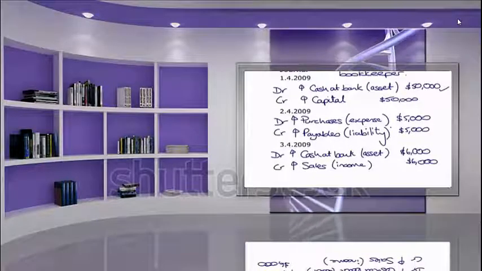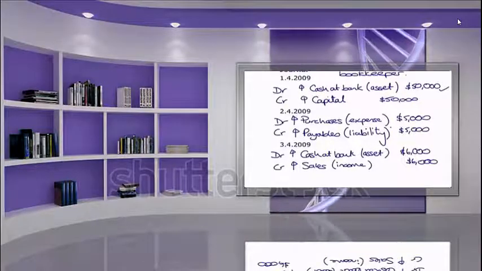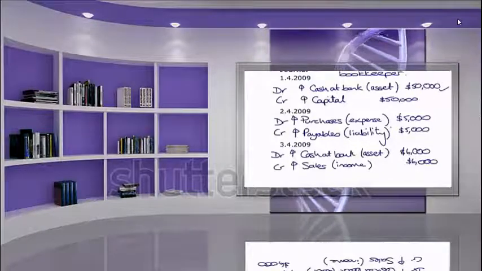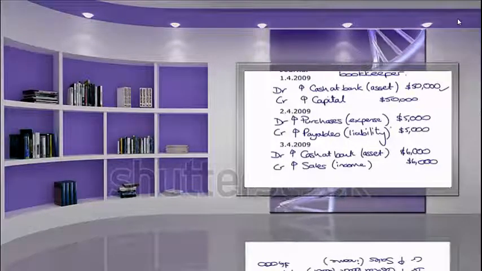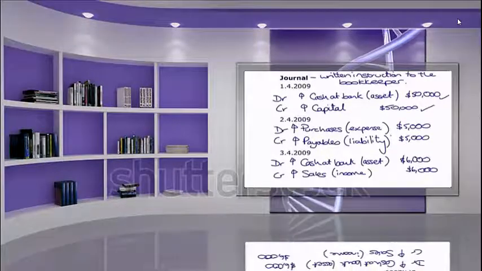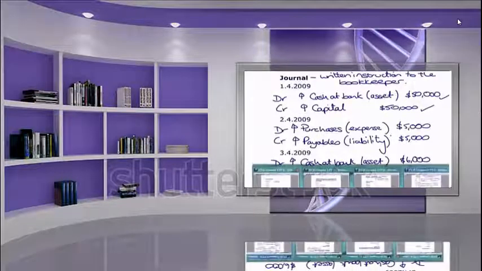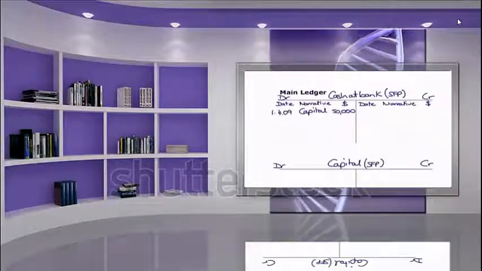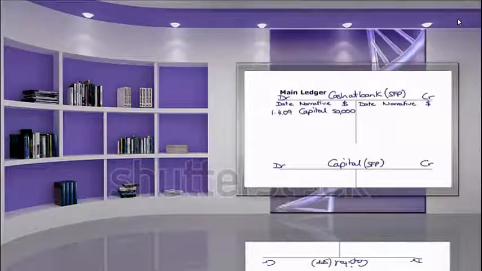I want to do it for this one, but you can do the rest yourself as you're following along. Now we need to post a credit to the capital account. So $50,000 I'm going to tick off, and I'm going to post that journal to my capital account.